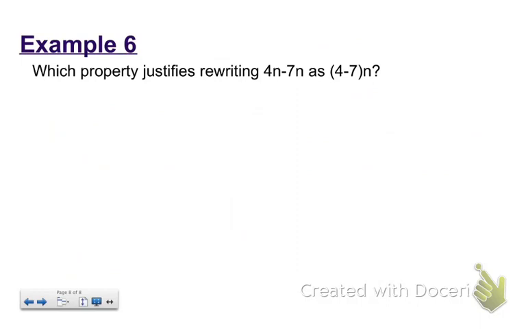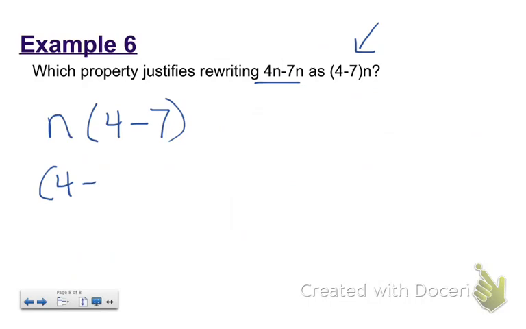Alright, last example. Which property justifies rewriting 4n minus 7 as 4 minus 7 times n? Now, when you first see this, this looks a little bit backwards, because it is. Normally, we would write it as n times 4 minus 7. And instead, they've put the n on the other side. But either way, it's still the distributive property. Okay, so in this case, they've just sort of taken the n out instead of putting it in. Either way, it's still being distributed.